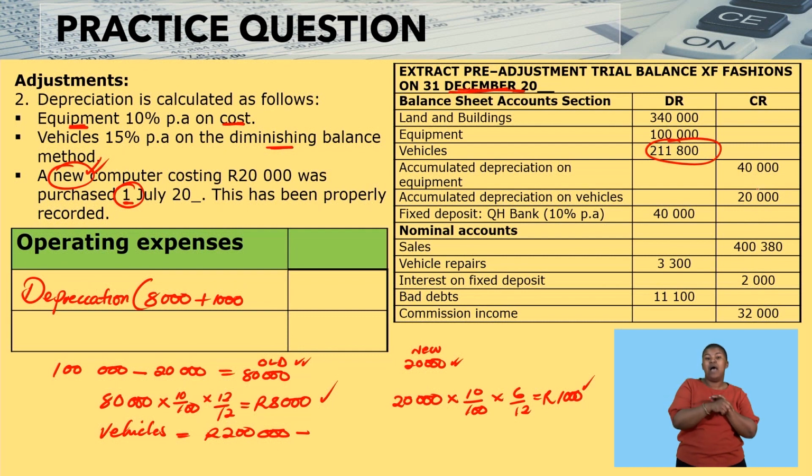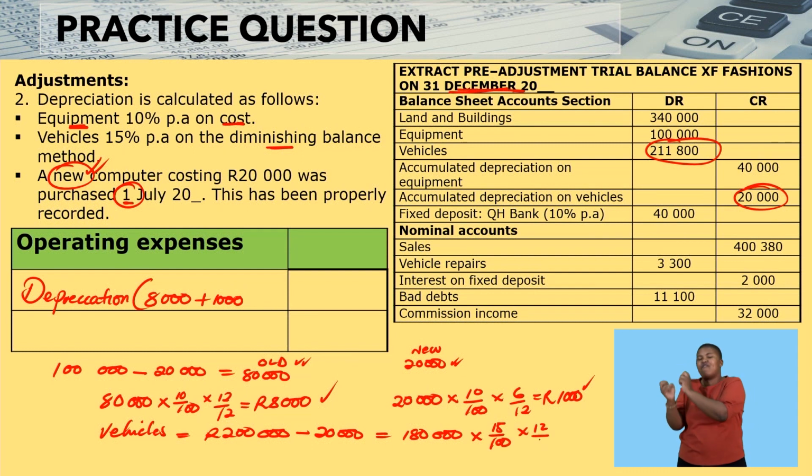And that is 20,000. So come here and say 200,000 minus accumulated depreciation, which is 20,000. I will now be left with 180,000. From the 180,000, then I'll say multiply that by the depreciation rate, which is 15 over 100. Multiply this by 12 over 12.